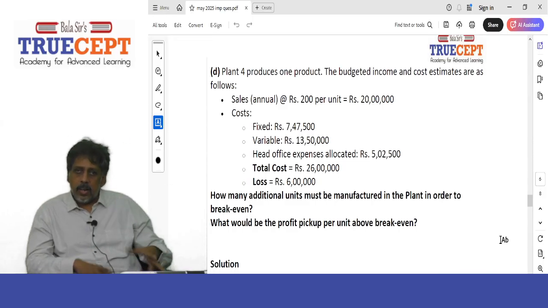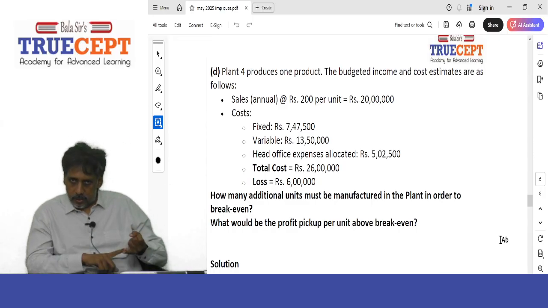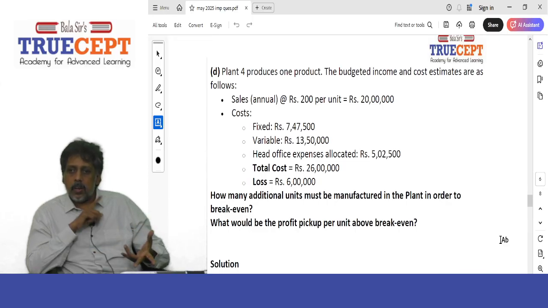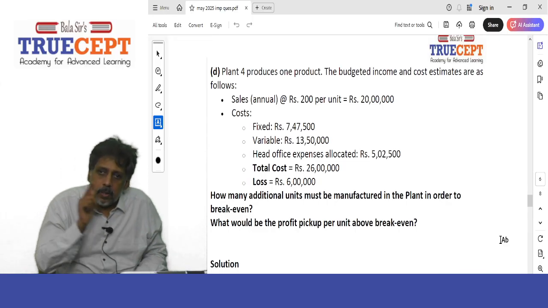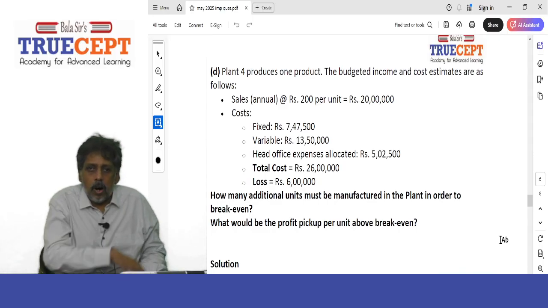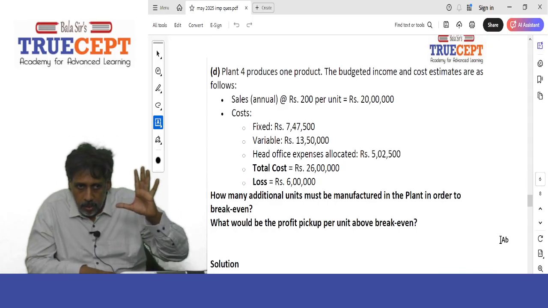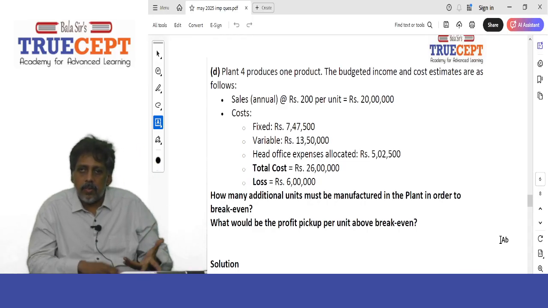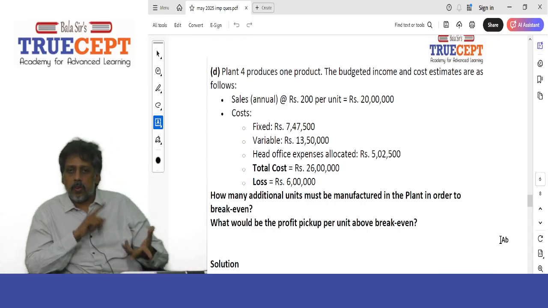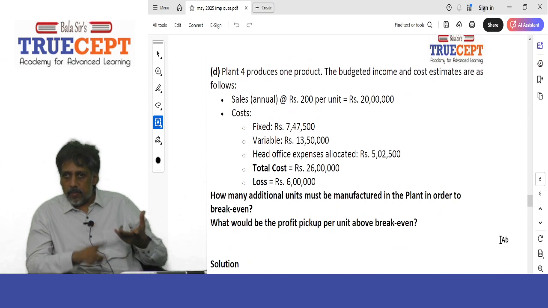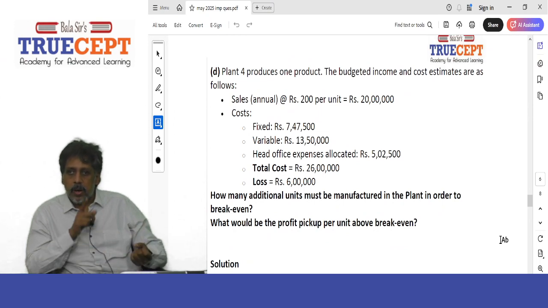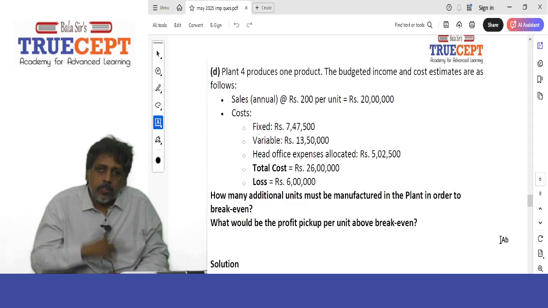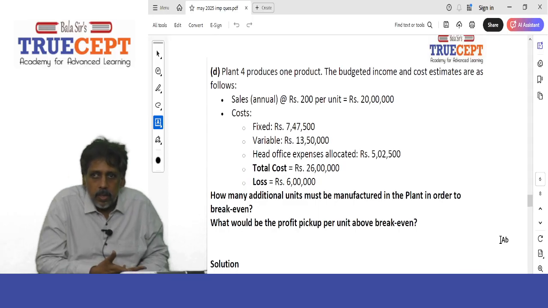Now tell me, what is the contribution per unit? You can divide 6 lakh 50,000 by 10,000 units. You get rupees 65 per unit. That means 200 is the selling price, variable cost is rupees 135 per unit. Any doubt? Divide 13 lakh 50,000 by 10,000 units, yes, 135. The contribution per unit is 65 rupees. Then how much is the fixed cost? It is 7 lakh 47,500.